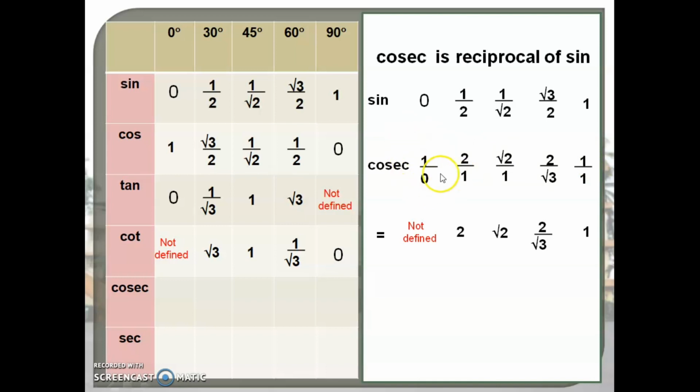Since in the first ratio the denominator is 0, that number is not defined. In the same way, 2 upon 1 we can write as 2. Root 2 upon 1 we can write as only root 2. 2 upon root 3 will come as it is, and 1 upon 1 is the same as 1. So we got the cosec values here. The same values we will substitute in the table. So we get cosec 0 not defined, cosec 30 is 2, cosec 45 degree root 2, cosec 60 degree 2 upon root 3, and cosec 90 degree is equal to 1.